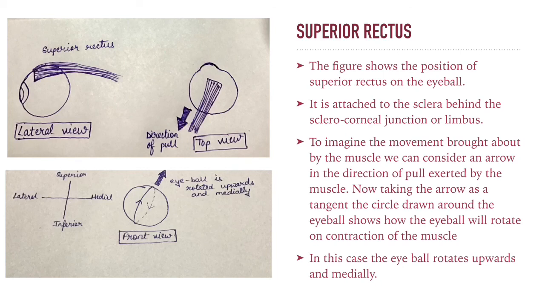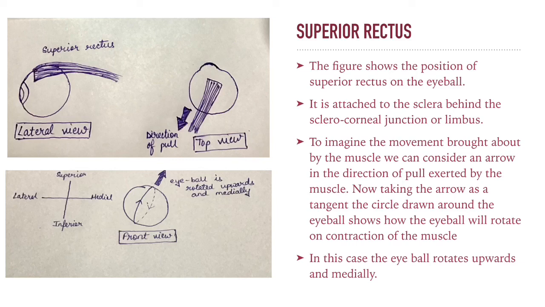The superior rectus belongs to the rectus group of muscles. The first figure shows the position of the superior rectus on the eyeball. In the lateral view, we can see that it is attached to the sclera behind the sclerocorneal junction or the limbus. But when we see from the top view, it is evident that it has a slightly oblique attachment because it lies in the orbit, which is itself an oblique cavity and not a straight one.